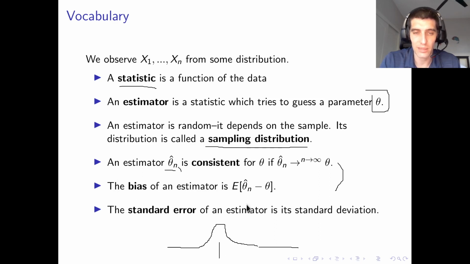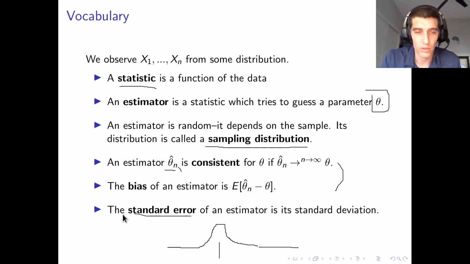So the bias is capturing something different than consistency. Consistency is a limiting behavior where we collapse to the truth. Bias says that on average I'm good. We can have an estimator which is biased but collapses to the truth. Imagine this is slightly off to the left, but as n gets large, it becomes a spike, and the distribution collapses onto the point. So these are different notions. We have bias, which is an expectation. The standard error of an estimator is its standard deviation.